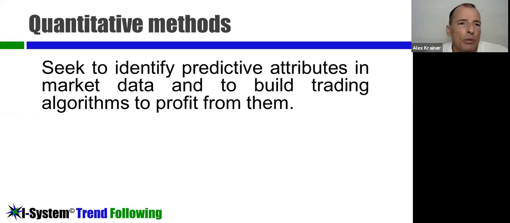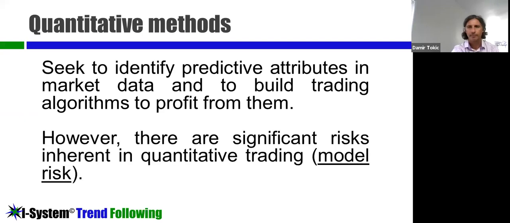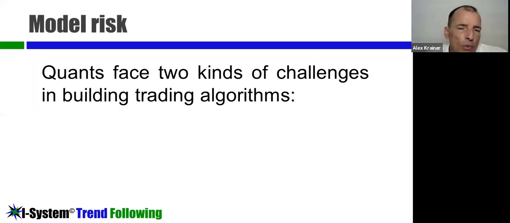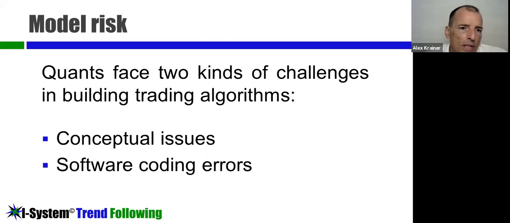Okay, so basically with quantitative methods, we're trying to identify predictive attributes in market data, and then to build trading algorithms to profit from these predictive attributes. However, there are significant risks inherent in quantitative trading, which usually are tagged under the label model risk. So there are two kinds of challenge that contribute to model risk: conceptual issues and software coding errors.